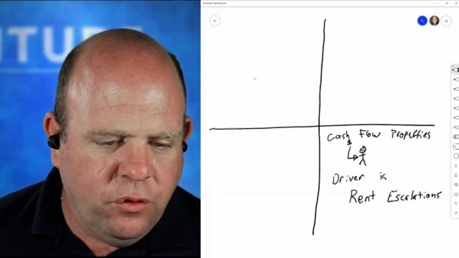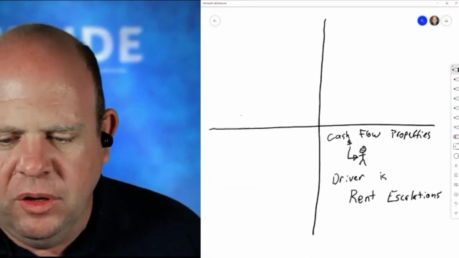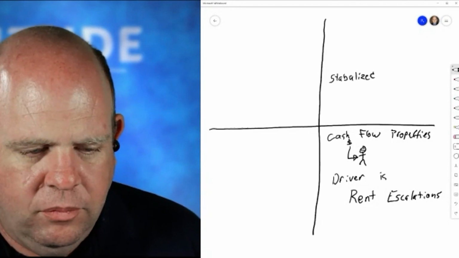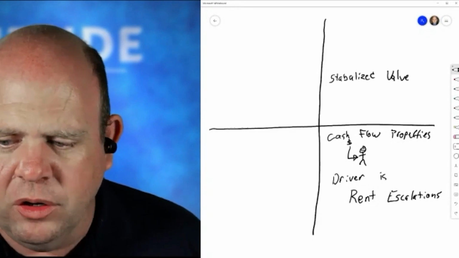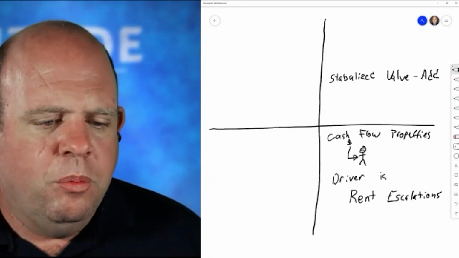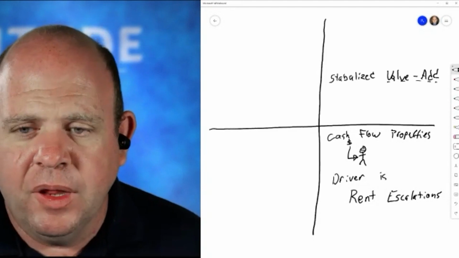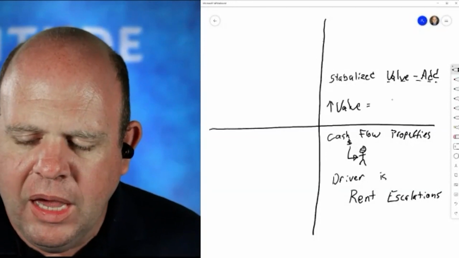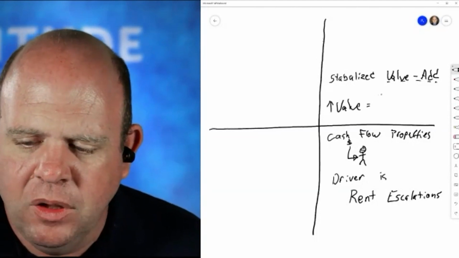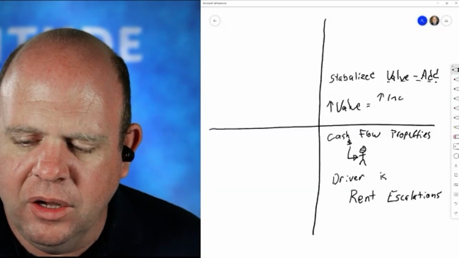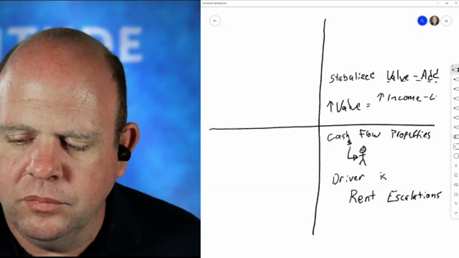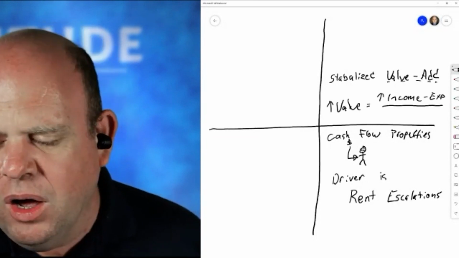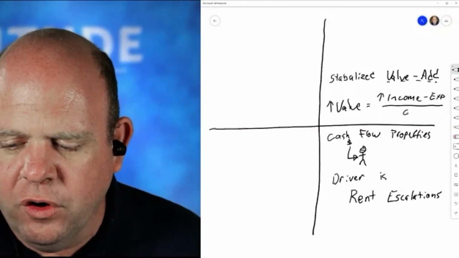This is also a longer play, but you're really looking at this value-add component. Ultimately you're looking for the increase in value to go up, and for this kind of property you're doing that primarily from income, and not really from changing your expenses or from changing the cap rate.